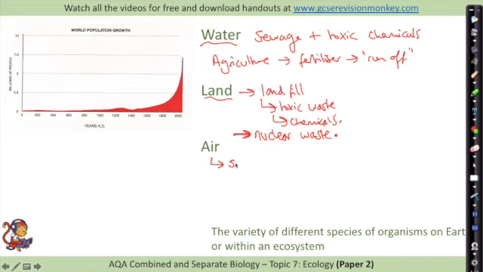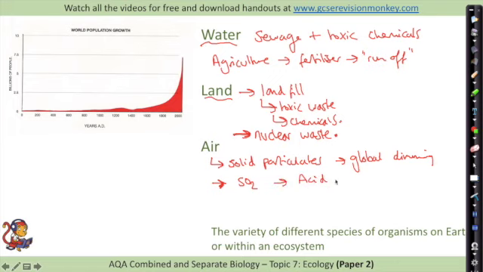When we burn fuels, we have solid particulates released. This links into chemistry topic as well, and this can lead to global dimming. We have chemicals such as sulfur dioxide and nitrogen oxides released, and they can lead to acid rain.